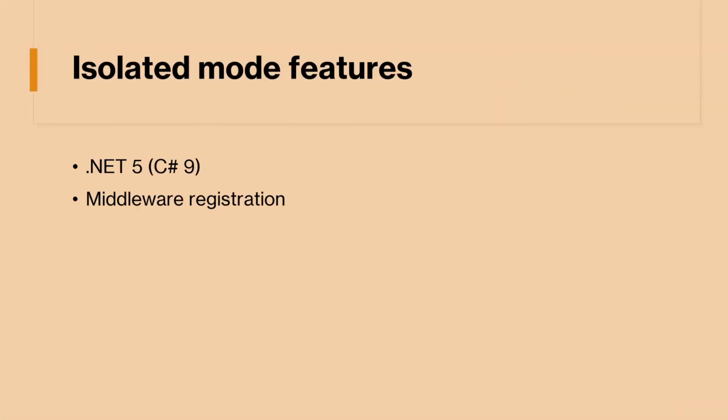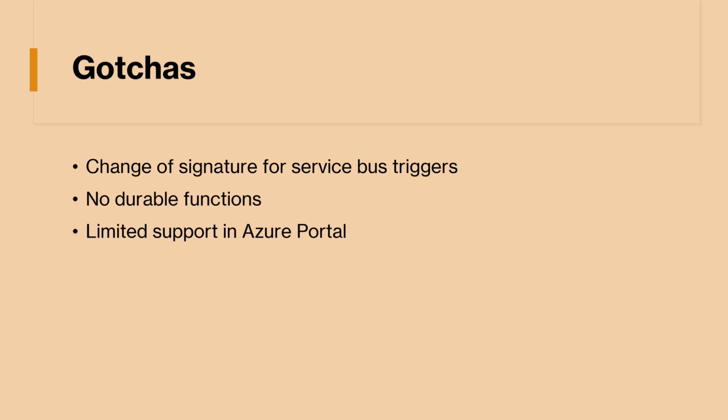I forgot to mention too that because we're using .NET 5, we can of course use our C# 9 language features as well if we needed to. I didn't really need to in that example. Some other things to watch out for. I've mentioned the change of signatures for the service bus triggers.